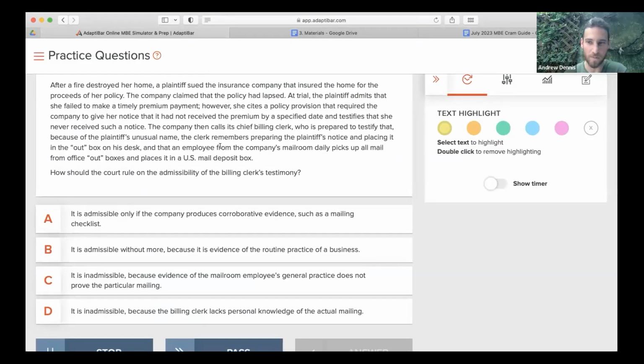After a fire destroyed her home, a plaintiff sued the insurance company that insured the home for the proceeds of her policy.